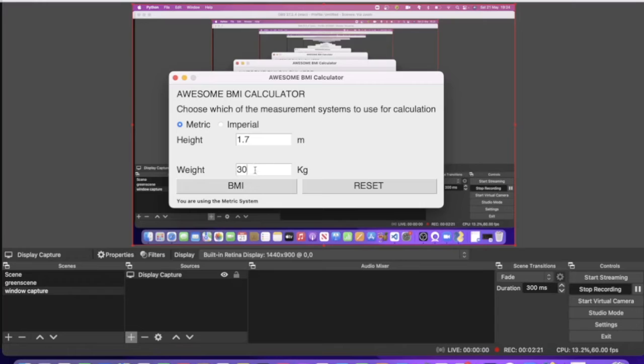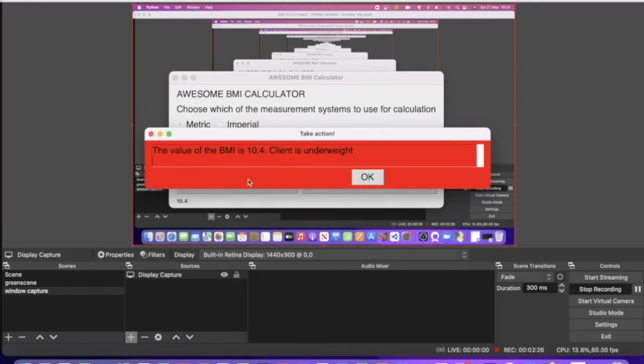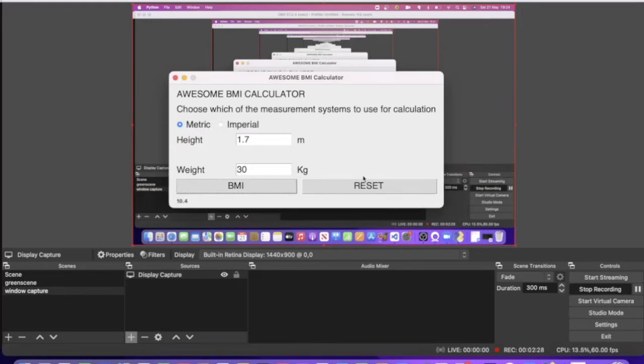And let's enter a ridiculously low weight and see that it comes up with an alert of a low BMI. Reset that as well. Let's go on to the imperial system and see how it looks like. So inches and pounds. This is quite challenging for me as I don't think in those terms, but with the help of Google we can do some conversions and perhaps be able to bring up some information that will show.